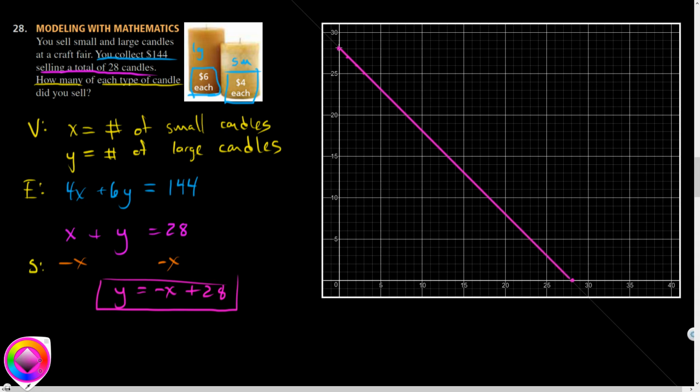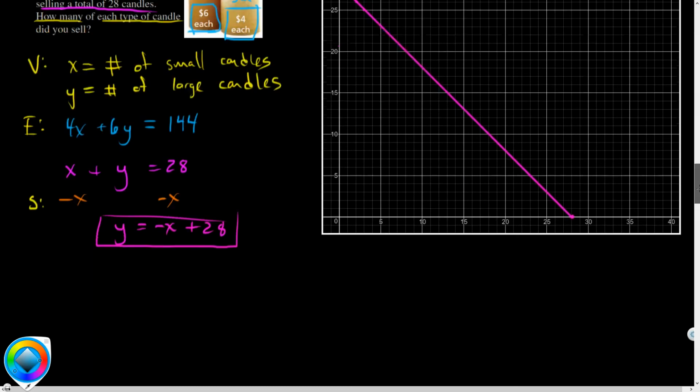And notice I'm only drawing this in the first quadrant because it's difficult to sell a negative number of candles. It's like you showed up at someone's house, or actually this is a craft fair, and you're like, hey, I'm selling small and large candles here, and then someone's like, I'll sell you this small candle, $4. And it's like, no, I'm trying to sell candles. I don't want to buy candles. I'm trying to make money. I've got these extra candles I'm trying to get rid of. I don't want more, right? So I'm not selling negative quantities of candles.